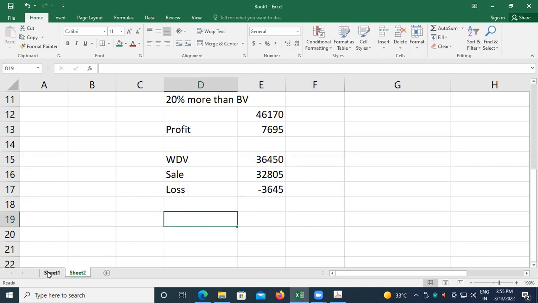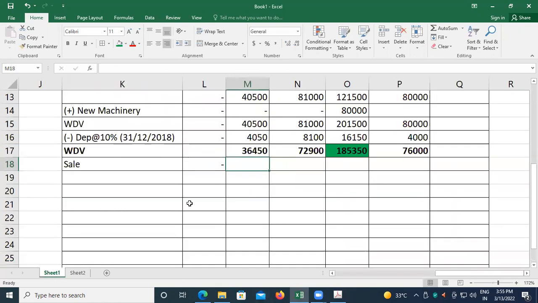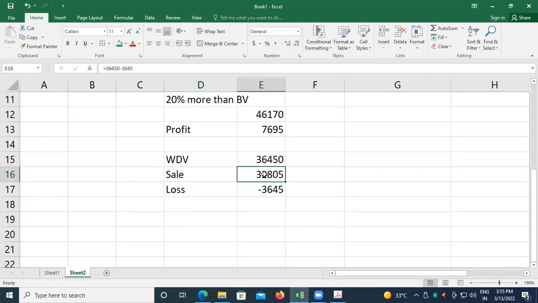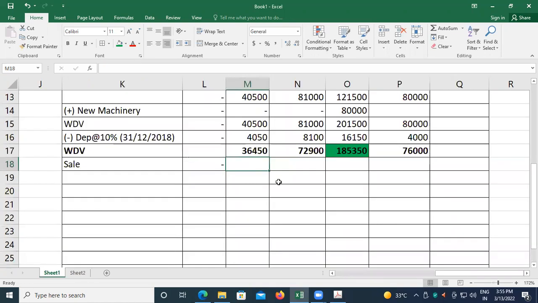Okay, so now let us go here. First, what we are going to do? Sale. What is the sale price? You can see here 32,805, 10% less than its depreciated value. So sale value is nothing but 32,805. Now we got to know this is the sale value. And on this sale, what we got? Loss. There is a loss of 3645 rupees. So let me write down here. Loss means I will put in a red color.